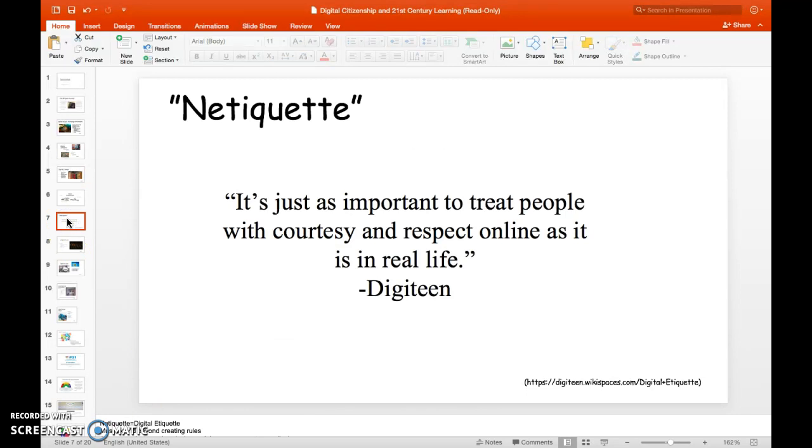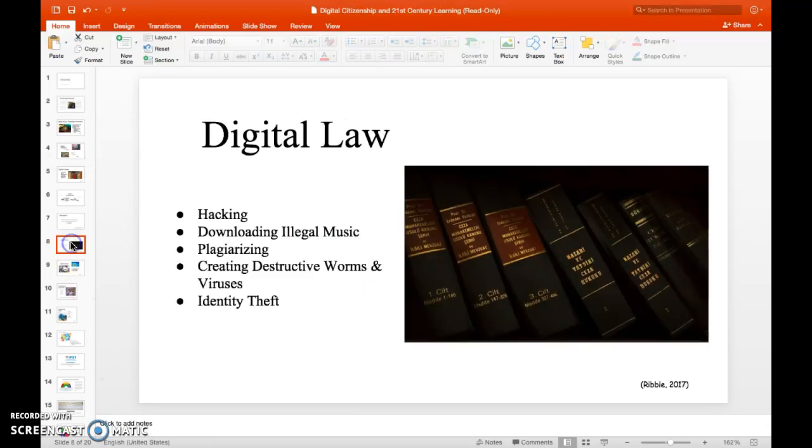Which brings us to the next component, which is netiquette. I think this can be summed up really easily in this quote: it's just as important to treat people with courtesy and respect online as it is in real life. At the end of the day, the people that you're communicating with behind the computers are real people. They're not just a screen. So you need to take into consideration their feelings and that they can't necessarily read expressions, and you can be misrepresented as a result of what you are trying to say.